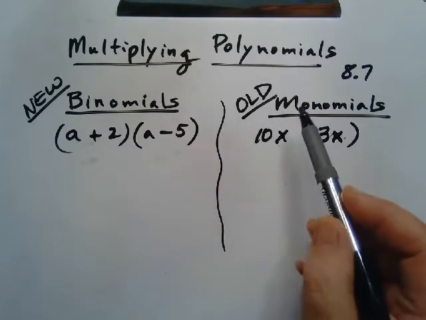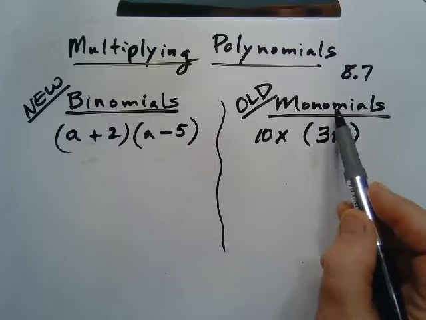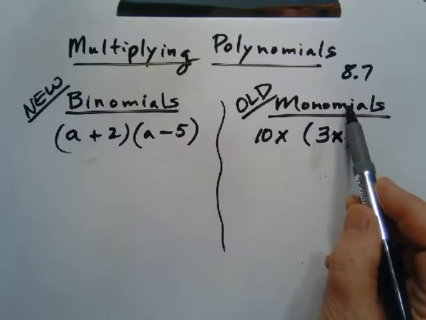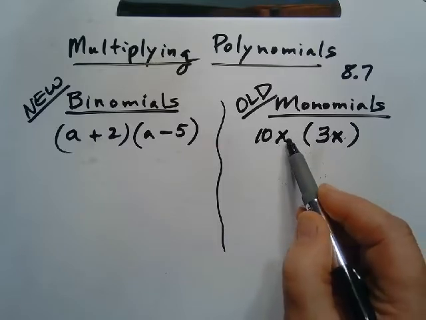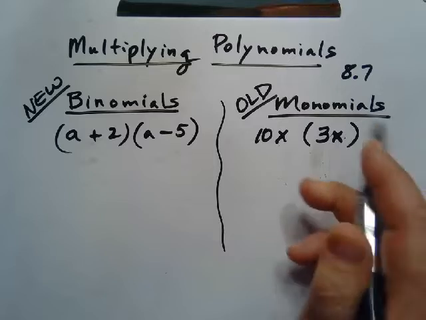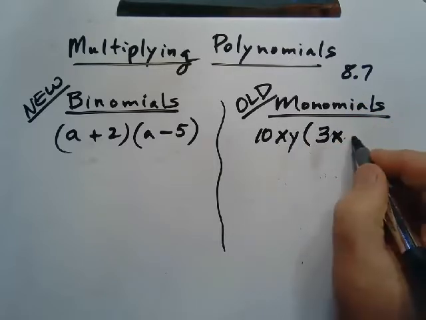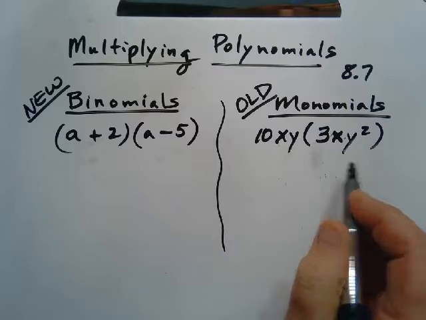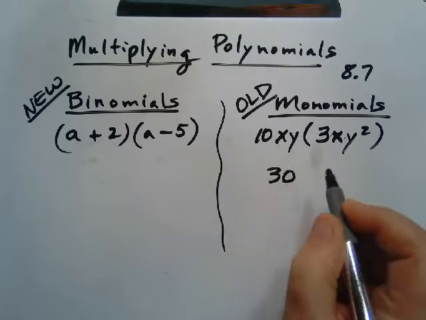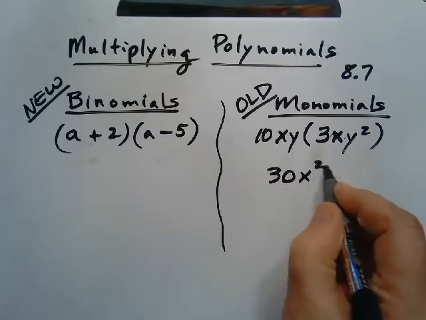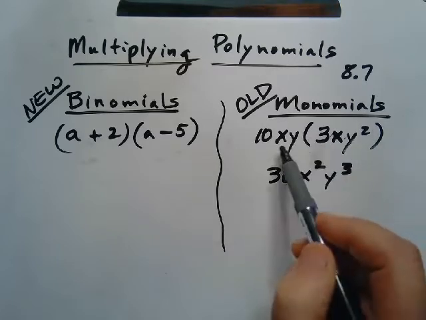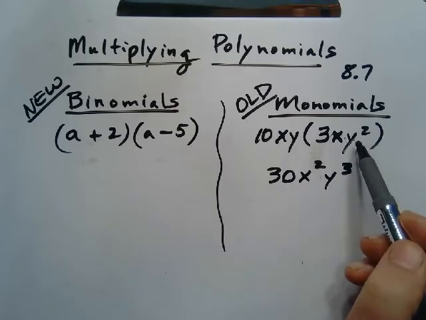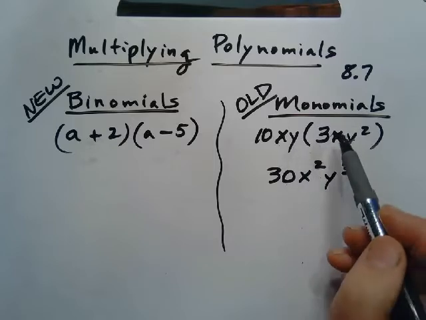Let's go over here. The old stuff that we just finished doing was multiplying monomials. To multiply monomials, you multiply each number times a number, and the same variable times the same variable. In fact, let's change this to y, and this to y squared. If we were to multiply this out, we'd go 10 times 3 is 30, x times x is x squared, and y times y squared is y to the third power. Now this is because these are monomials. They're monomials because there's no addition or subtraction signs in the problem. So this is the way we just finished working with monomials.